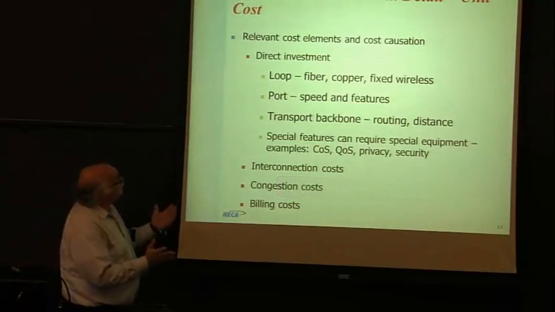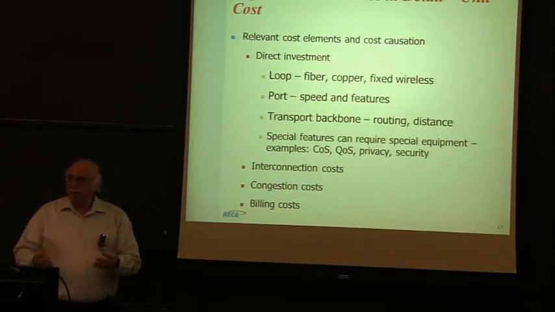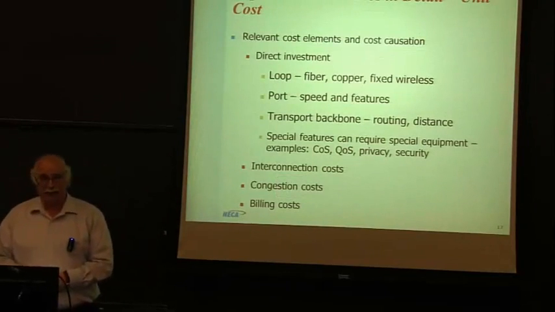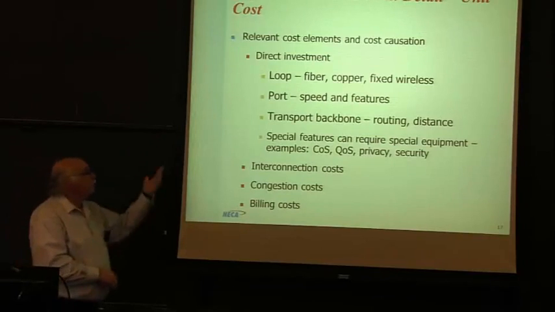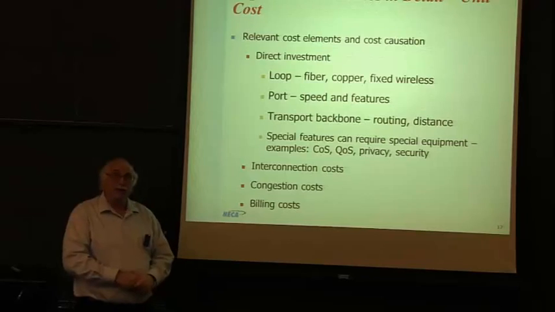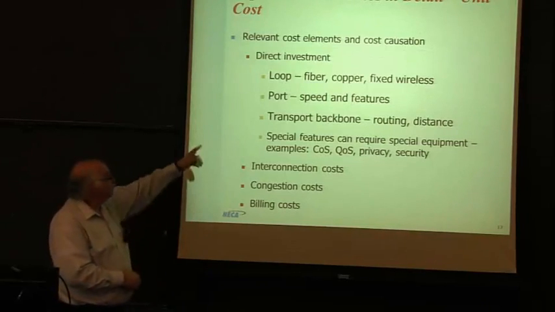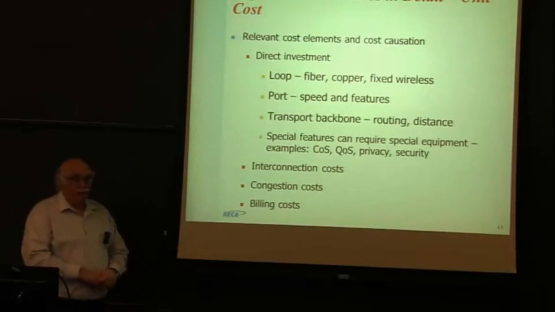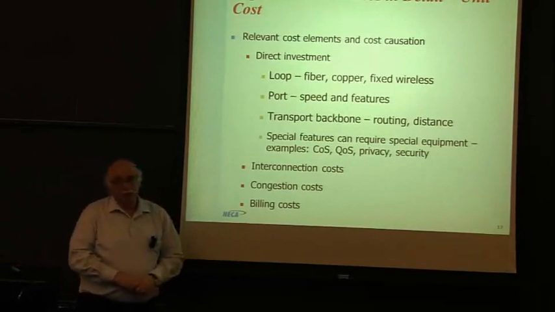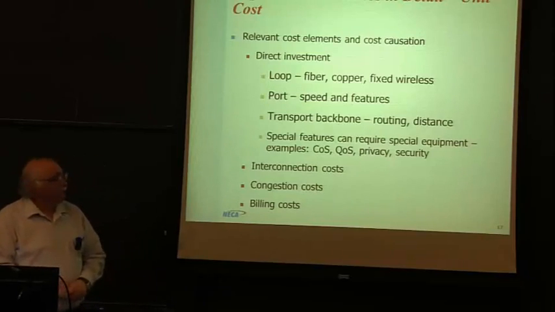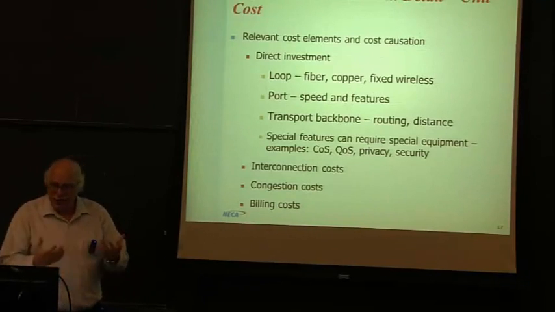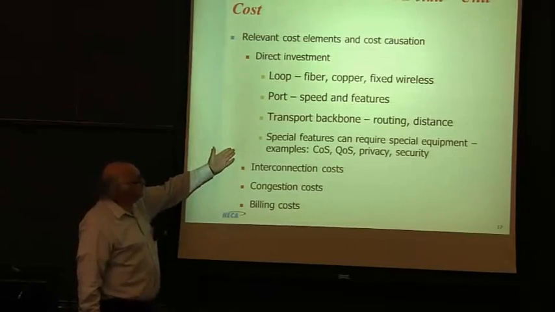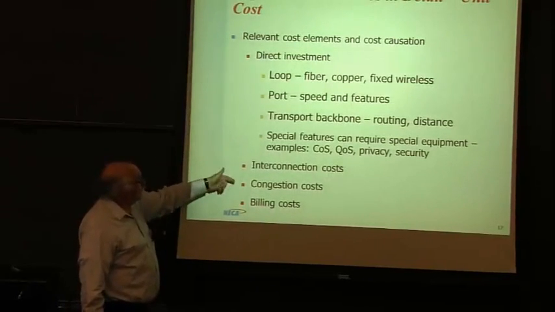So next, let's look at unit cost. Now we've linked everything, the unit cost, to direct investment. So what is the direct investment? There's loop, and it could be fiber, copper, fixed wireless. Each one has a different cost structure. You buy it for a different price. There are ports that have speeds and features, equipment. There's a transport backbone for routing and distance, and the same transport backbone is used by many services. So how do you split that out? And then there are special features that are usually built into the port.